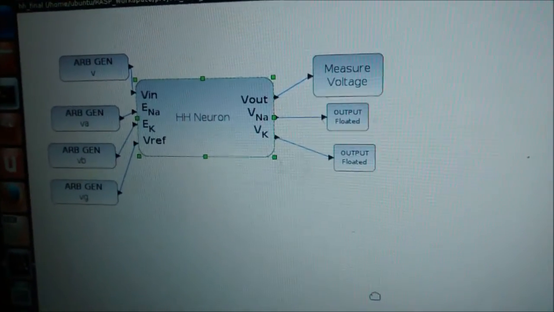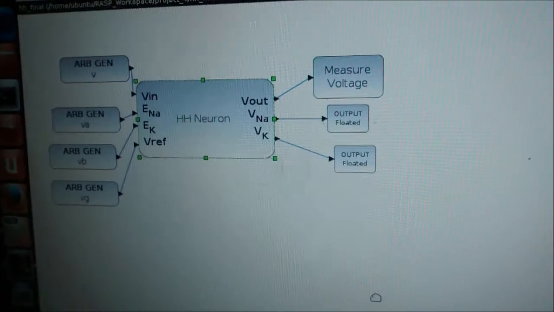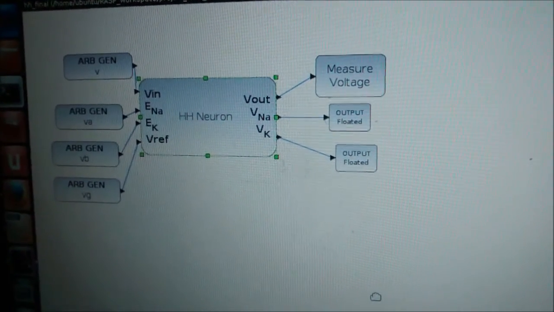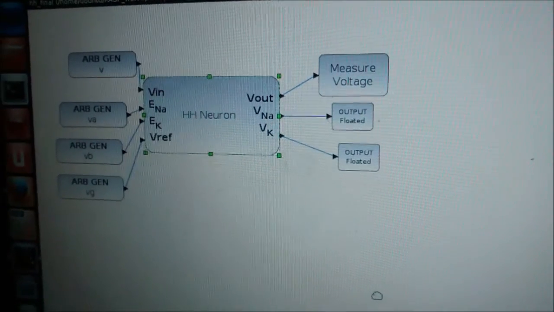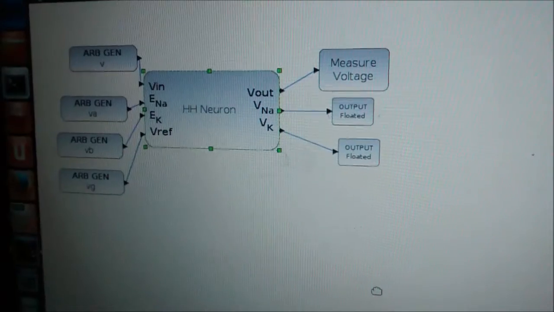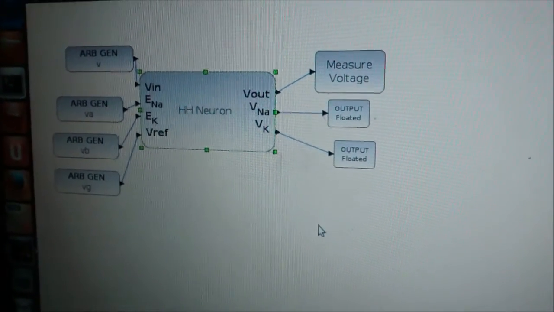But in spite of giving different values and tweaking all the values, the output that we got was just a rail voltage, that is 2.4 volts. We tried it on remote test as well as the board, but we were still getting the rail voltage.